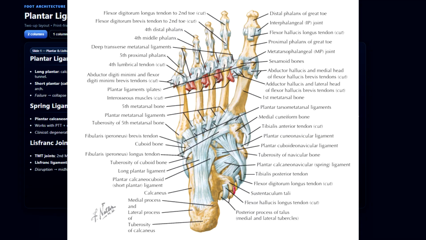Surgeons treating these conditions must understand not only the anatomy, but also the biomechanics of each ligament and joint. And for radiologists, recognizing subtle ligament injuries on MRI is critical in guiding treatment.